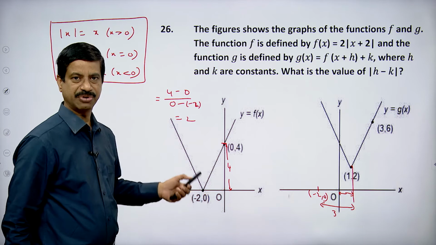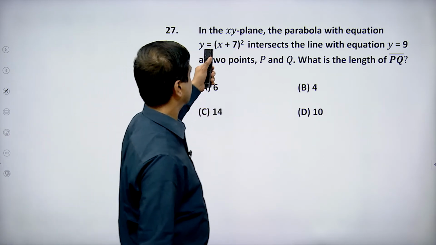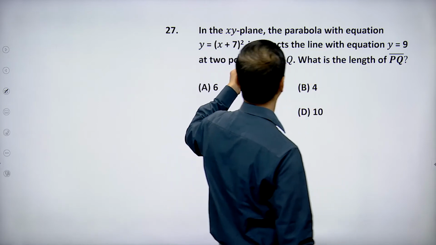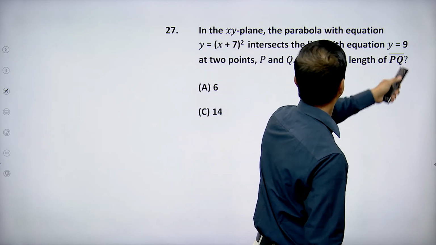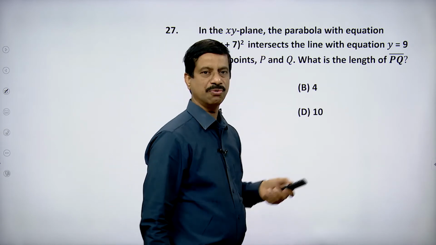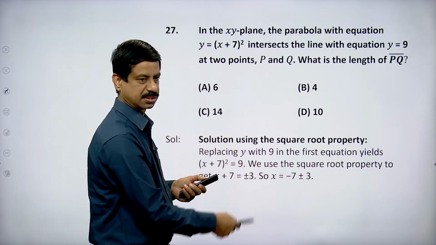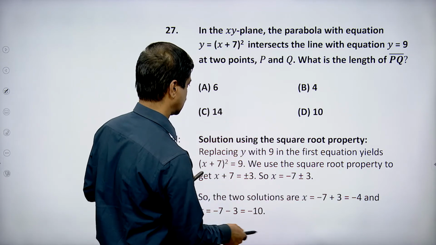So, I think you have taken the screenshot. Let us go to the next one. In the xy plane, the parabola with this equation intersects the line with equation y equal to n at 2 points P and Q. What is the length of PQ? Very, very simple. So, look at this. Let us sketch the graph.